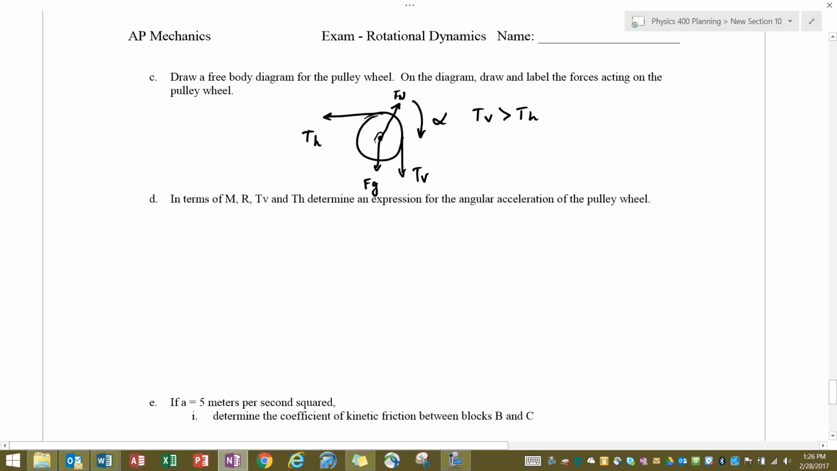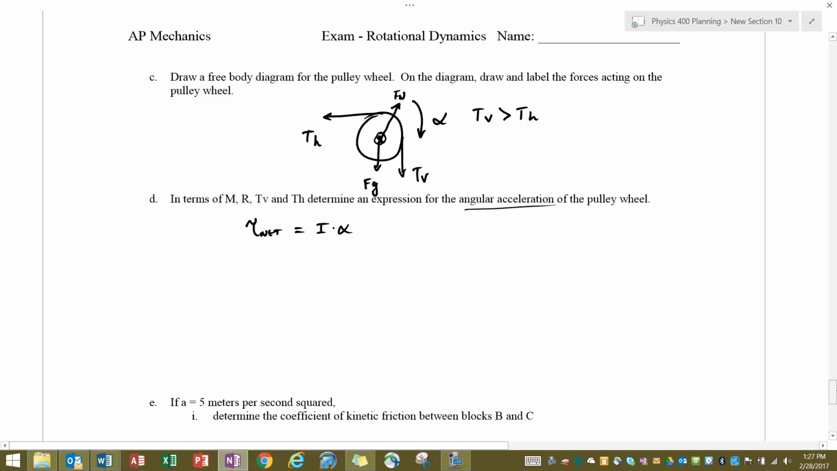But since I'm going to have my torques go around this center axis, those two forces, Fg and Fn, are not going to contribute to my net torque equation anyways, because they're operating at a radius of 0. So now for an angular expression of the angular acceleration of the pulley wheel, I'm just going to start with net torque equals I times alpha.